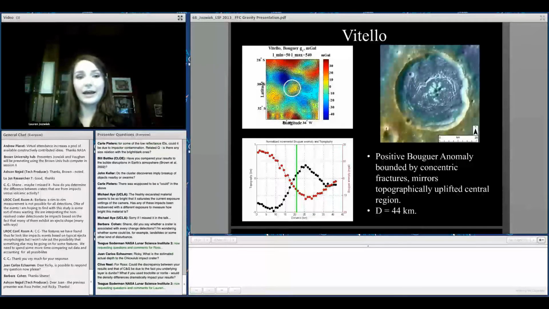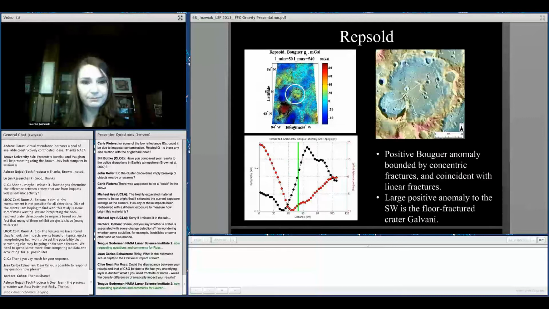And we have the crater Vitello again. And see here, this beautiful high Bouguer anomaly correlated very strongly with this domed, centrally uplifted region of the crater floor. It shows again in the topography. And I'd like to point out also that this is a much smaller crater of 44-kilometer diameter. So this relationship is holding even as we move away from any possible contribution from an uplifted mantle plug.